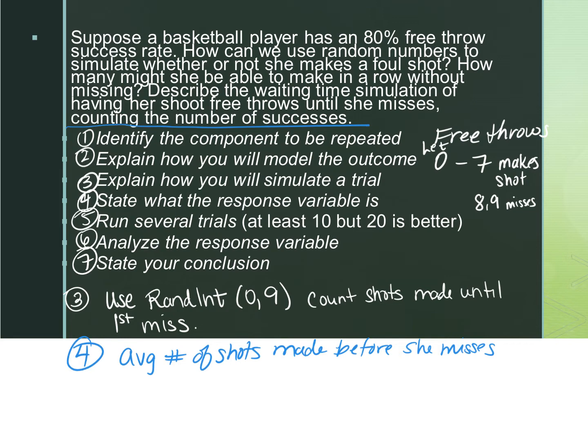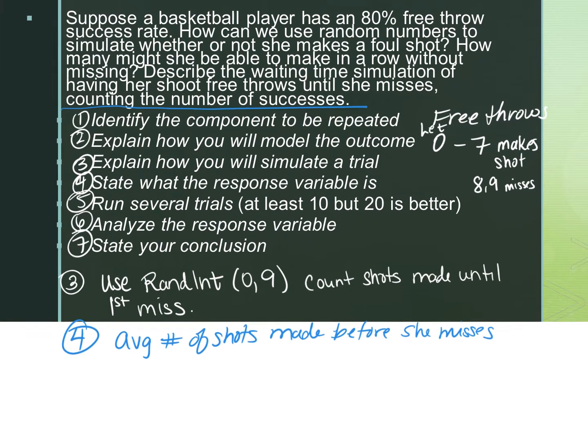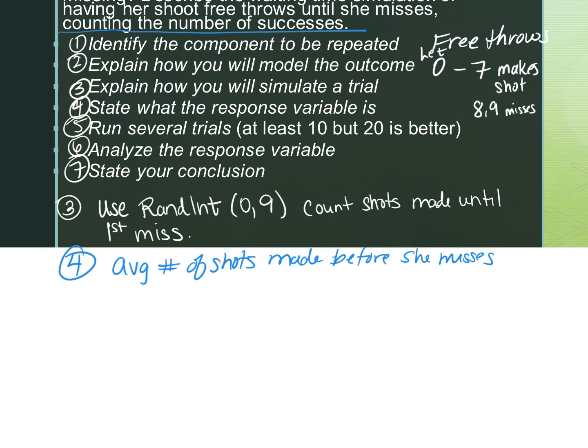If I'm just counting up something, if I'm going to be counting, then my response variable is an average. If I'm saying like yes, no, we did this, we didn't, then we're looking at percentages. Now let's run our trials. At least 10 trials. The book usually tells you how many. If it doesn't, 10 is the minimum. Yes, any questions? Okay, so in your calculator.